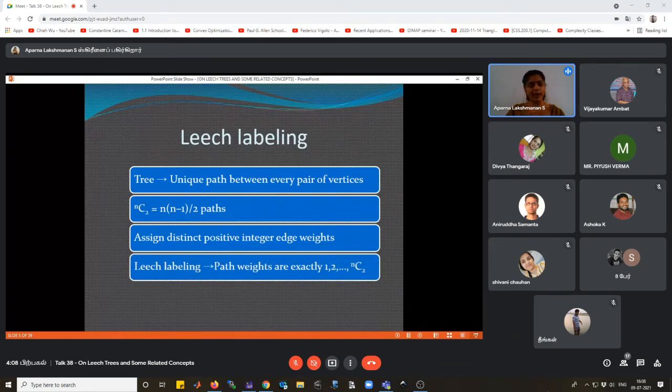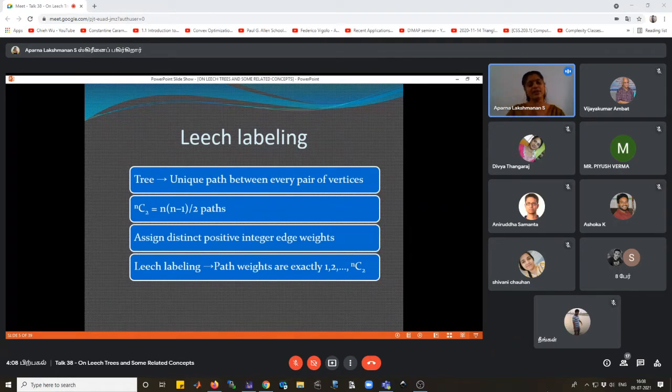So, what do you mean by a path weight? That name itself suggests a definition. You take a path, that path consists of a collection of edges, you add the edge labels, and what you get is the weight of that path. So in a tree, there will be exactly nC2 paths, and the path weights of these nC2 paths must be exactly 1, 2, etc. up to nC2.